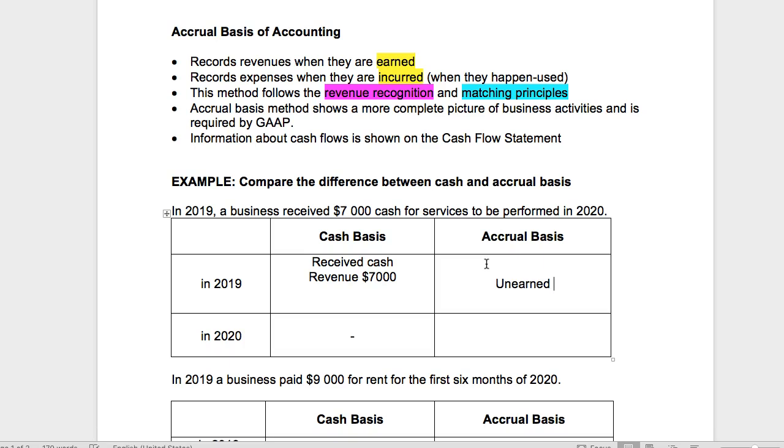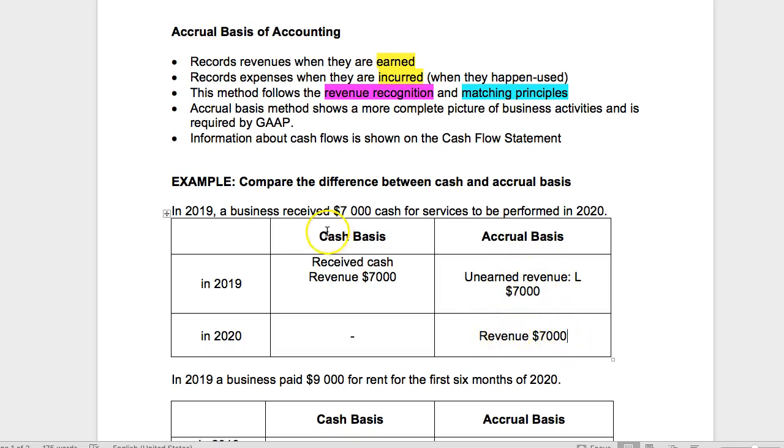So in accrual basis accounting, this is what we call unearned revenue. This is a liability for the business. So the business would show that they've received the cash and now they owe the services to the customer. Now, in 2020, when they perform the service for the customer, that means the revenue is earned. Then we will record the revenue of $7,000. In 2020, the unearned revenue would be cancelled and you would record the revenue.